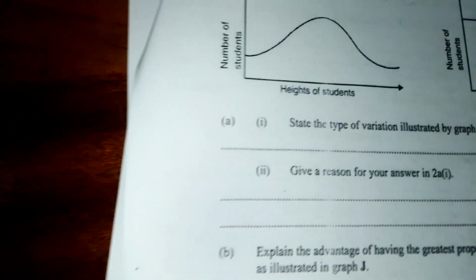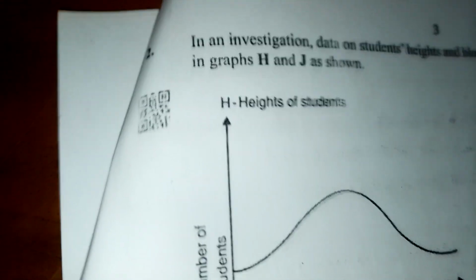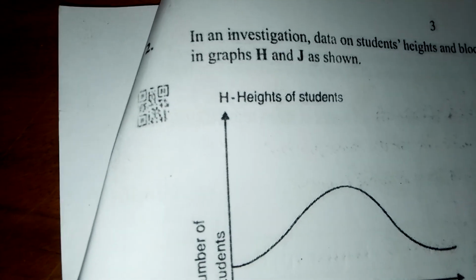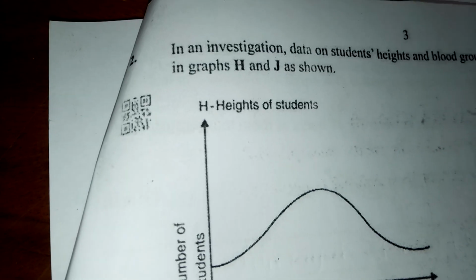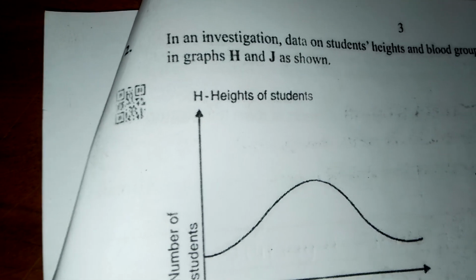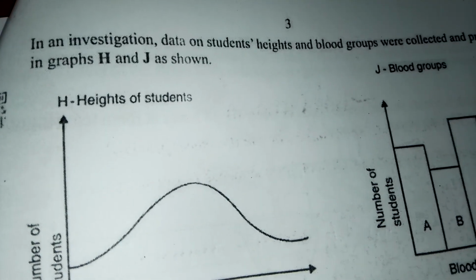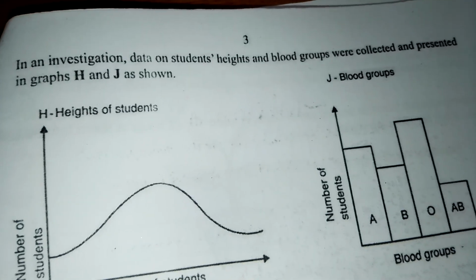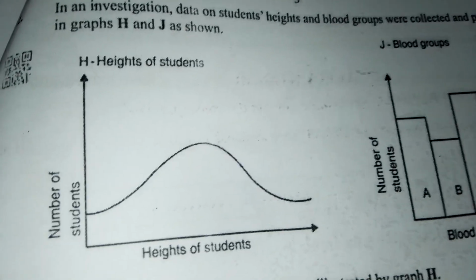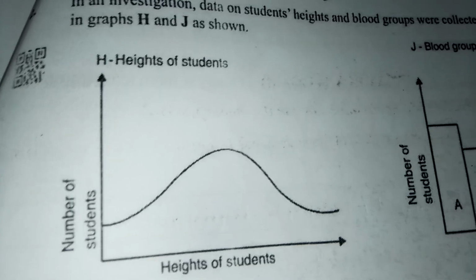Then there is also another question here. We are still just on section A, number 2. Let us just go through. An investigation on students' height and blood groups was carried out, and the data collected was presented in graphs H and J as shown.